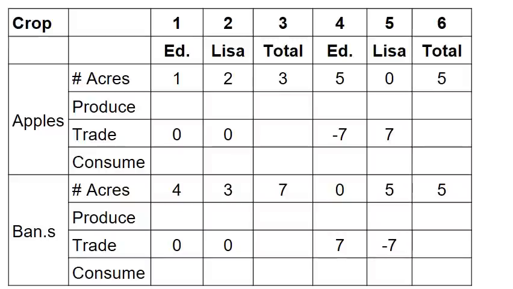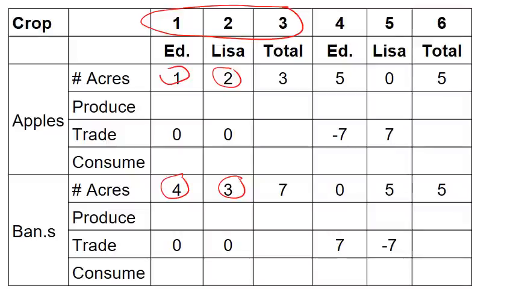So the first 3 columns, 1, 2, and 3, examine what happens when Edward and Lisa do not trade. Edward uses 1 acre to grow apples. Lisa uses 2 acres to grow apples. Edward is going to use the remaining 4 acres to grow bananas, and Lisa uses the remaining 3 acres to grow bananas. So in both cases, they use a total of 5 acres.